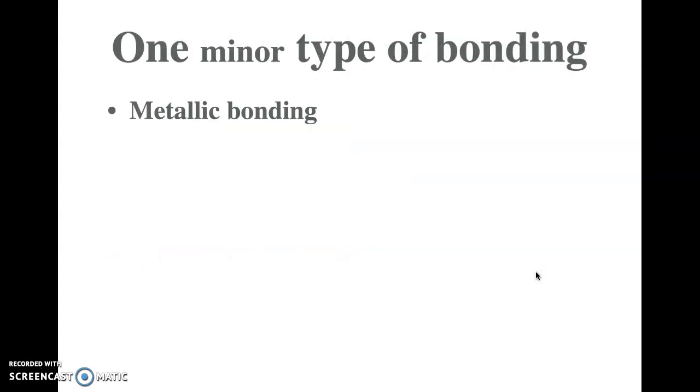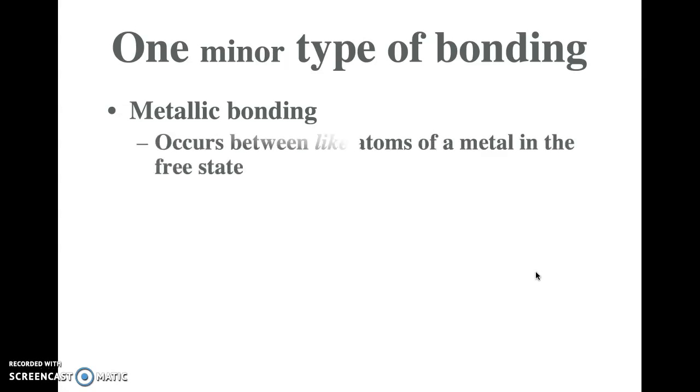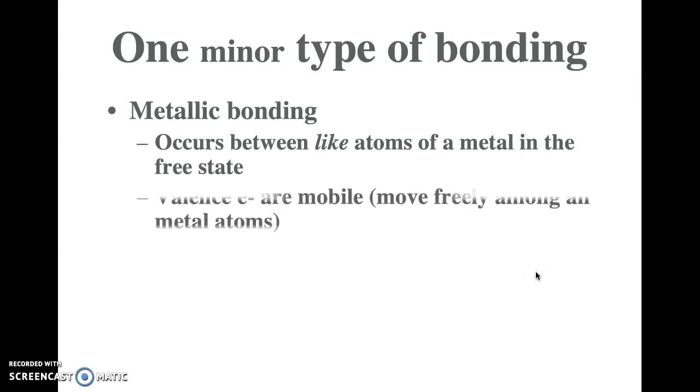There is another type of bonding that we'll discuss. It's called metallic bonding. In metallic bonding, what you see is that it's going to occur between like atoms of a metal in the free state. The valence electrons are very mobile in a metallic bond. It means they are free to sort of move about. I use the term leapfrog over each other. Maybe as a kid, you played a game of leapfrog. That's kind of what the valence electrons do. They can move freely over top of each other. And this becomes very important in just a moment when I get there.